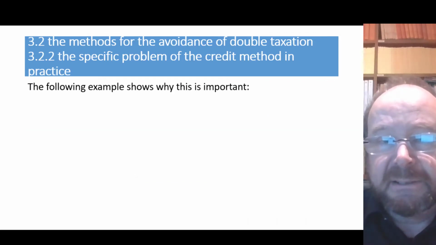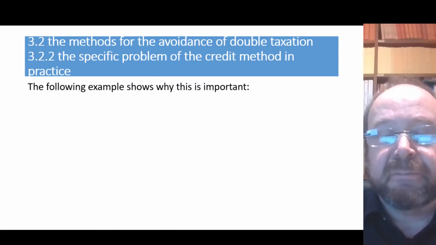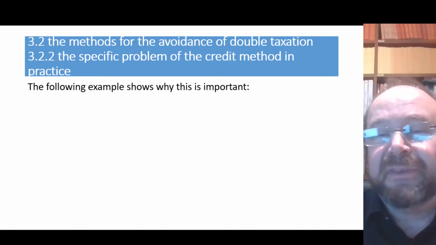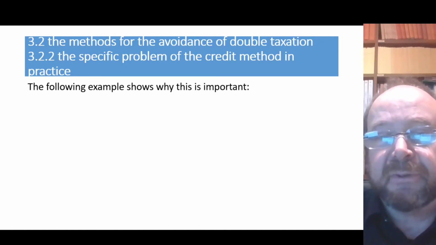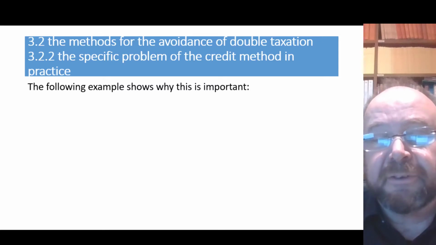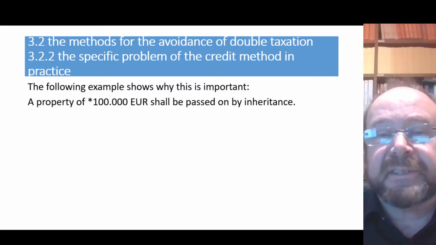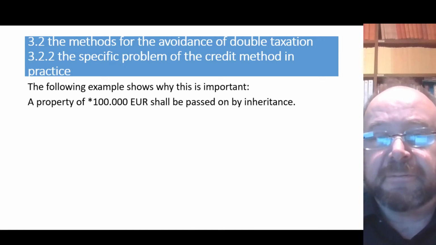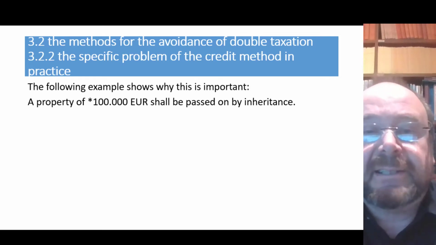And why is this important at all? You know that in the end, when you have the credit method, you always end up with the higher tax rate or the higher tax burden of the both countries involved. That should here be the same. Highest tax burden of the three countries involved should be what comes out. But what happens if the sequence of crediting is not fixed? Well, let's have a look.